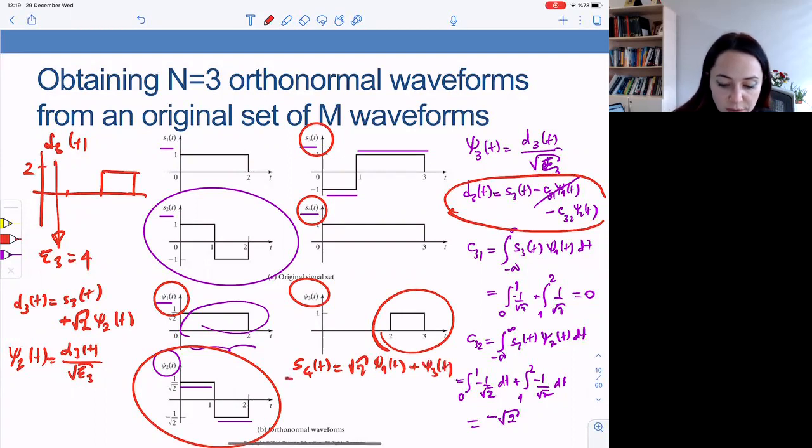So clearly, S4 is a linear function of the previous orthogonal waveforms. So the previous basis functions. So it's not linearly independent. Then clearly D4 is going to be 0, resulting in no new basis function arising from the fourth waveform. So in summary, from an original set of M waveforms, we obtained 3 orthonormal waveforms, and they are phi1, phi2, and phi3.